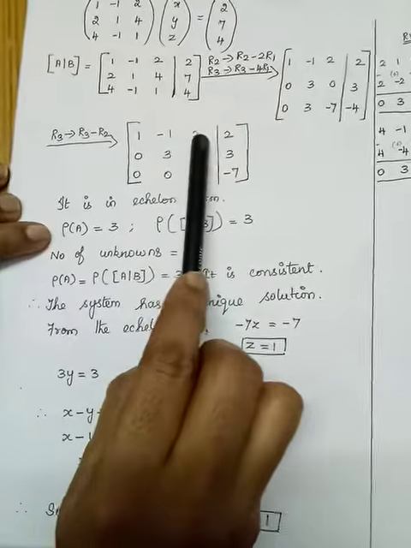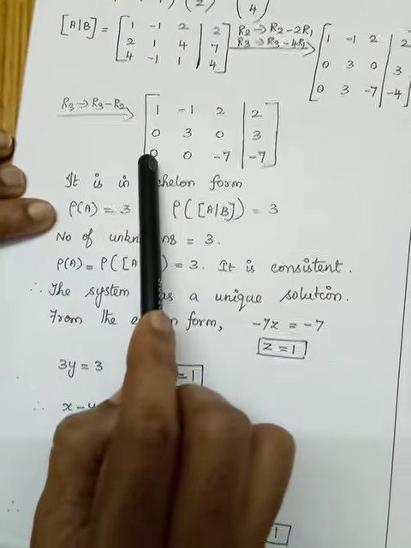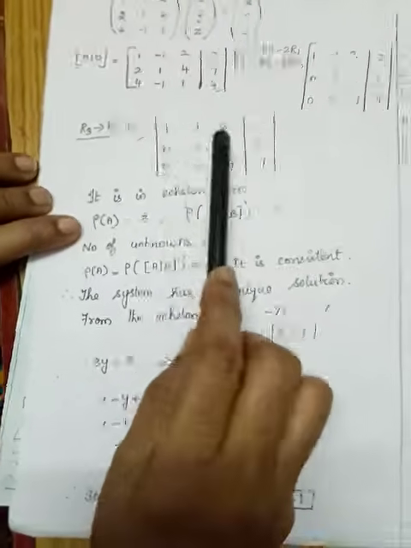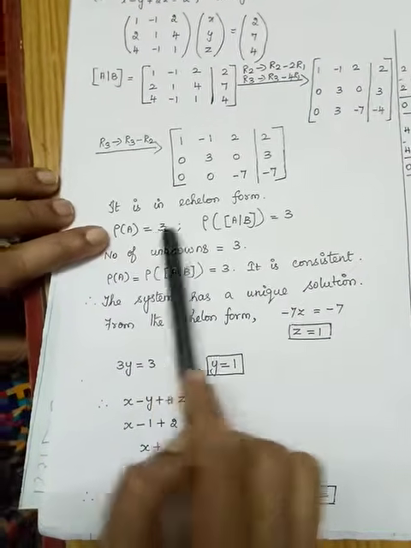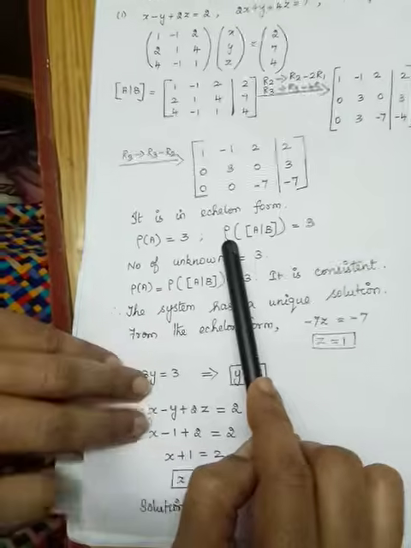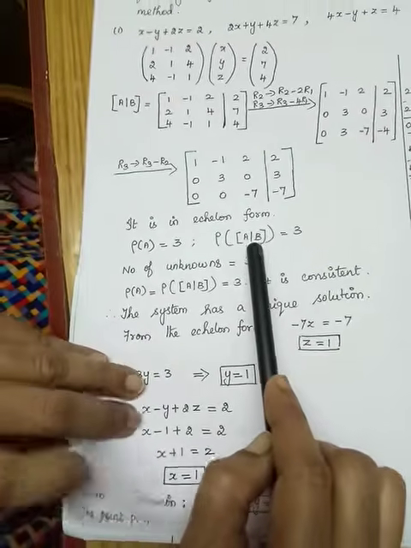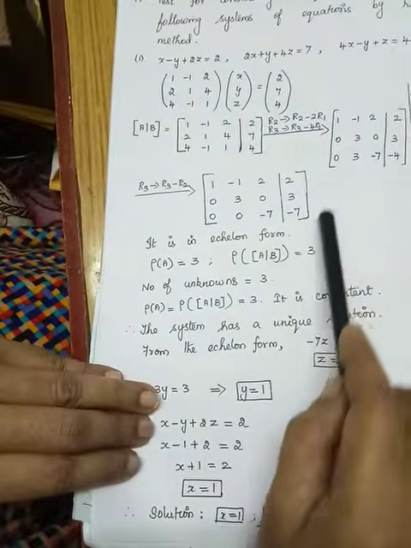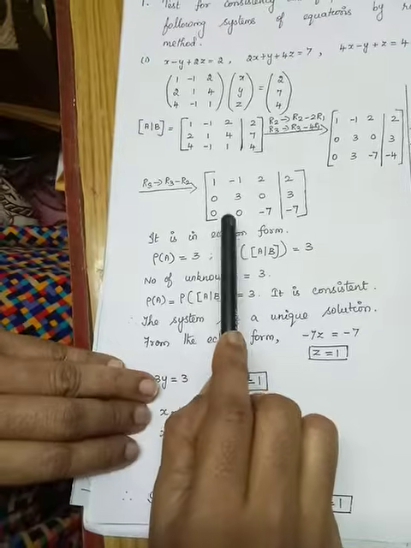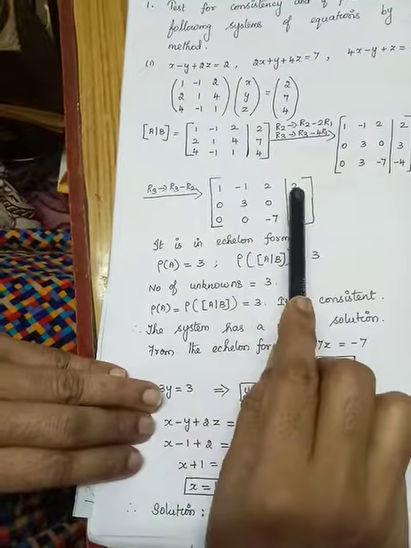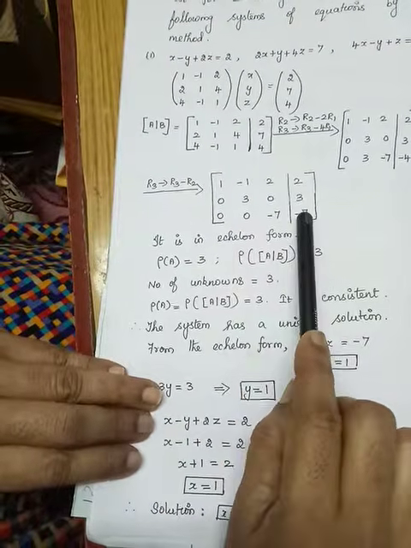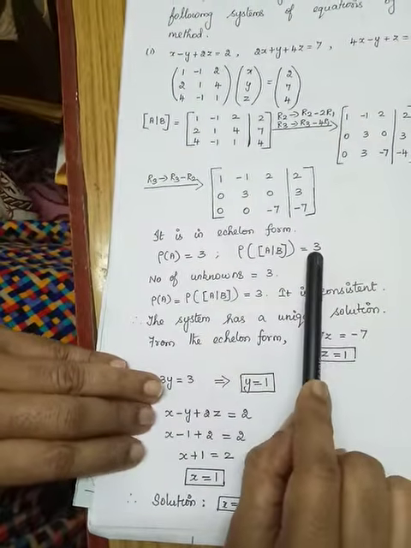So look at this, this is the first one, this is the second one, and this is also a non-zero row. How many non-zero rows are you having? 3 non-zero rows. Then you have to find the rank of the augmented matrix. The whole thing has to be considered, and you have to find how many non-zero rows are in it. Look at this, first, second and third. So here also 3 non-zero rows.